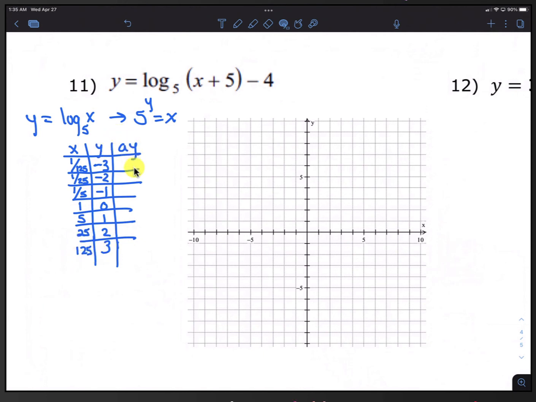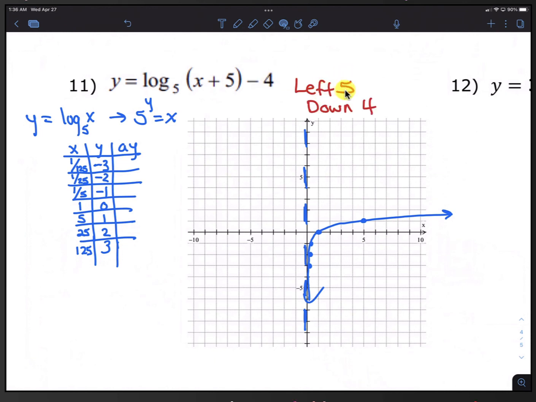All right. We don't have a coefficient in front of the log, so we can leave the a times y column blank. And let's go ahead and plot the points on the grid. Plotting the points and connecting the dots, we get this curve. All right, now let's talk about the transformation. The x plus 5 moves everything to the left, and the minus 4 moves down.